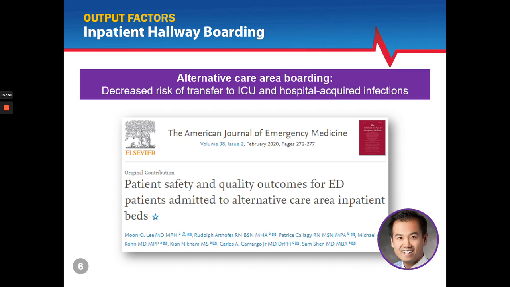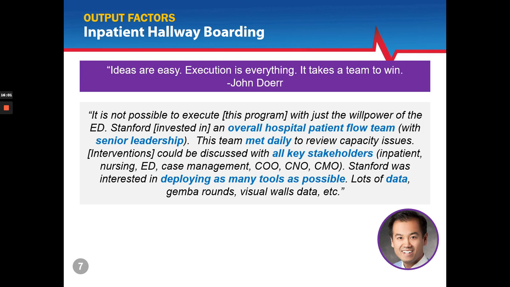This was a retrospective cohort study where they looked at the periods before implementation, during the transition period, and after implementation of this alternative care area boarding program. From a safety standpoint, the results were quite favorable. They found patients who had been placed in alternative care areas like inpatient hallways actually had a decreased risk of transfer to the ICU and decreased rates of hospital-acquired infections relative to patients who went to a traditional inpatient room right away.